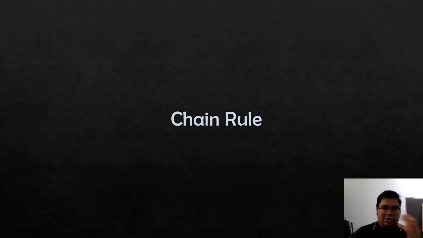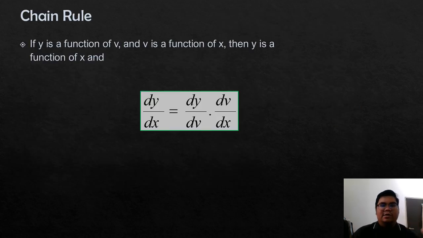Now we go into the chain rule. This is where we apply the chain rule formula. Given that y is a function of v and v is a function of x, basically we replace a very long function with another function v. To find dy/dx, we have to find dy over dv times dv over dx. No worries, we'll see an example on this and how we apply it.